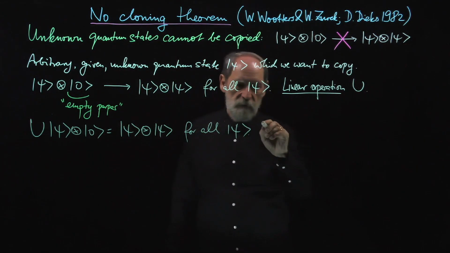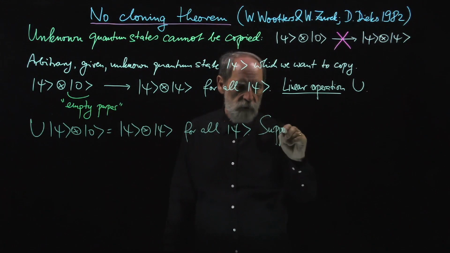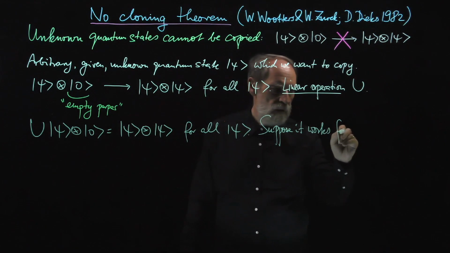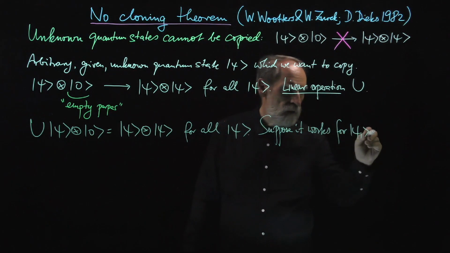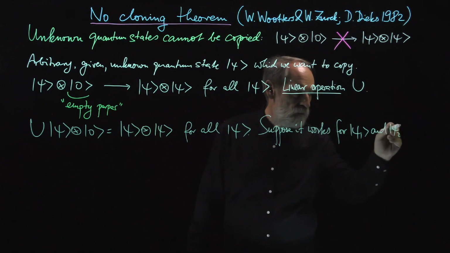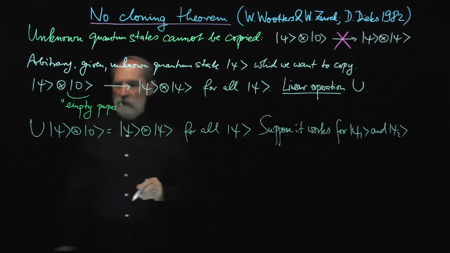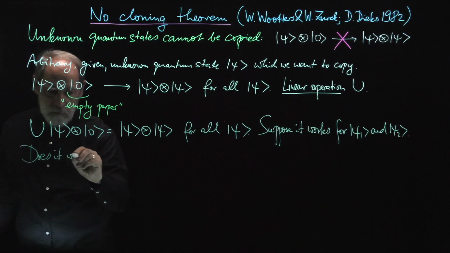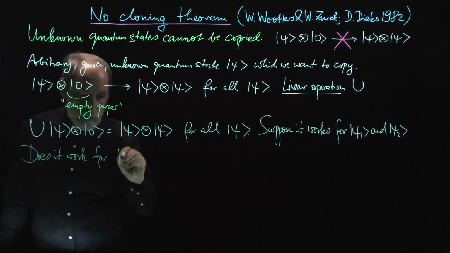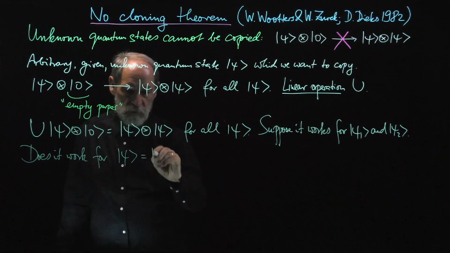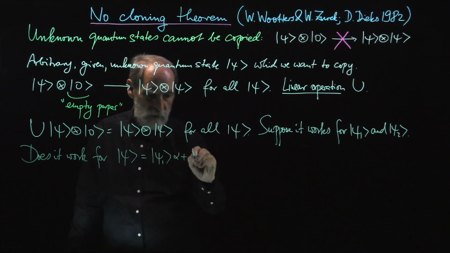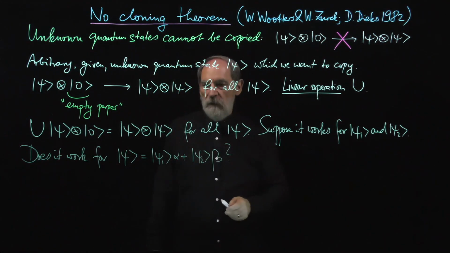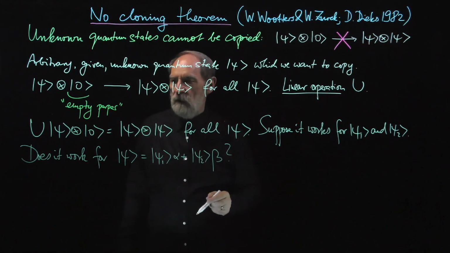So suppose it works for psi 1 and psi 2. Then we ask, does it work for a superposition of psi 1 and psi 2? Psi 1 alpha plus psi 2 beta. Well, let's see. Okay, let's assume it works.